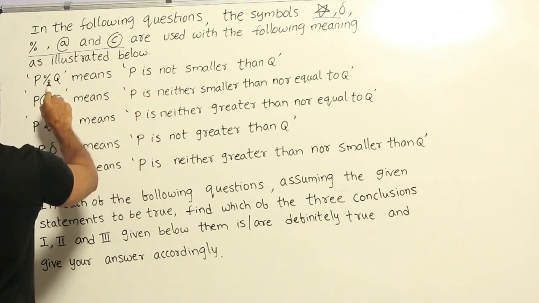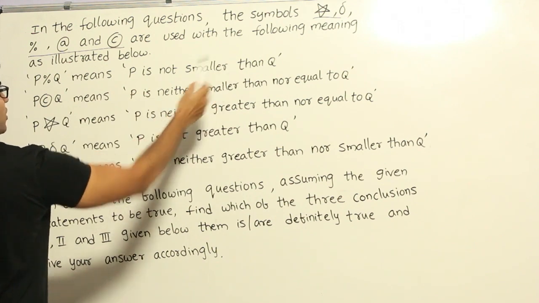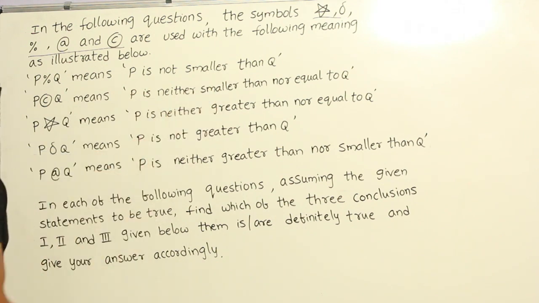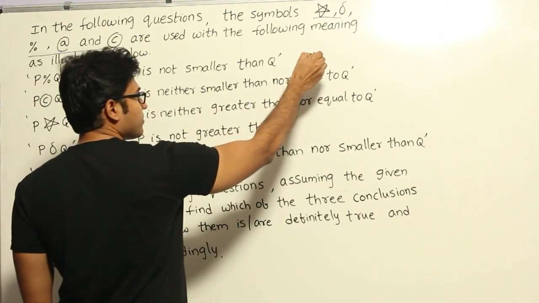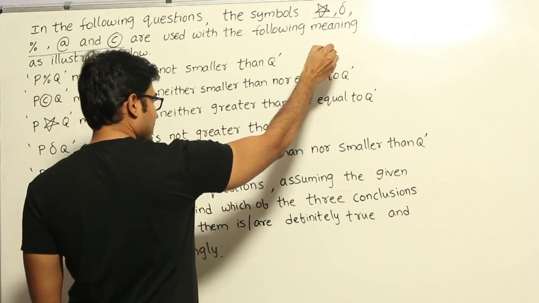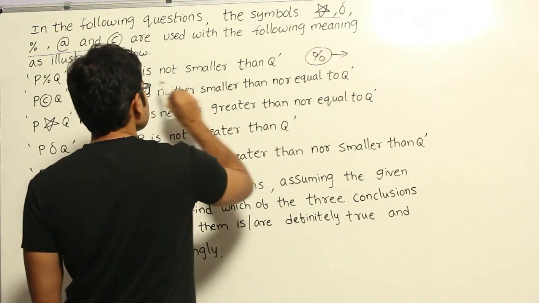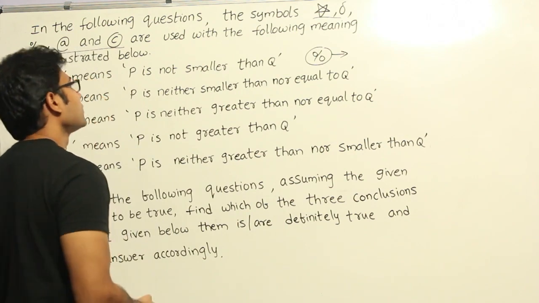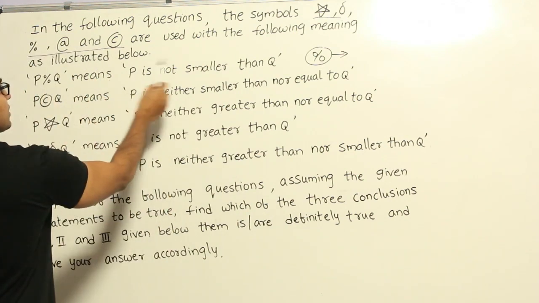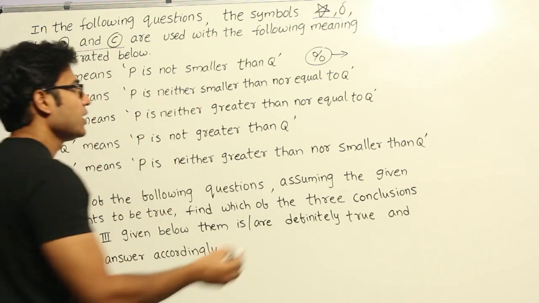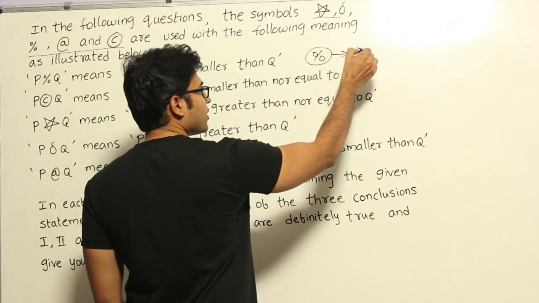P percentile Q means P is not smaller than Q. So in this case, what does percentile stand for? Percentile actually stands for, now see this, P is not smaller than Q. So what does it mean? P is greater than or equal to Q, right? Therefore percentile stands for greater than or equal to.